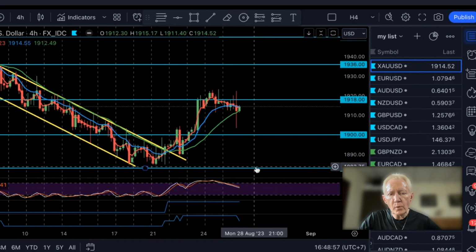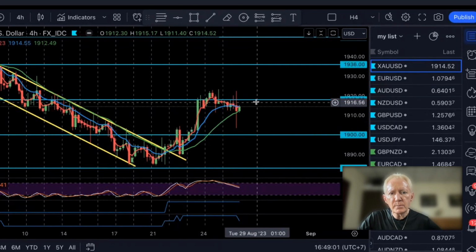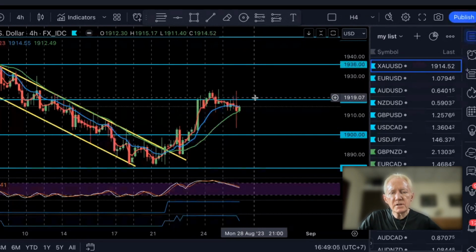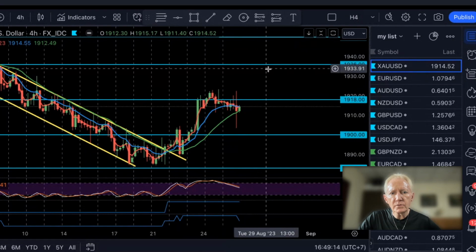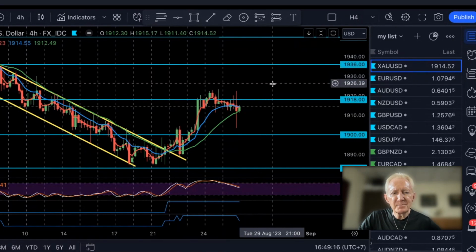We could possibly break 1900 and go lower. 1883 is our support level. Then we have 1900 as a support level, and then 1918, 1920 right in there. That's our resistance at the moment. If it breaks above this and looks like it's going to continue up, then 1936 will be the next level where it goes. So what do I expect? Well, gold is still bearish. The bears have control.